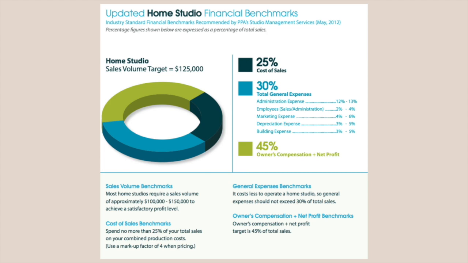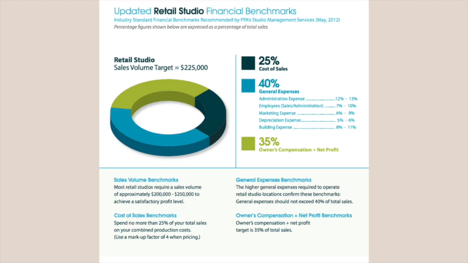So if you are a home-based studio, they recommend that you do at least $125,000 in sales. 25% of that goes to the cost of goods. They call it cost of sales. 30% goes to general expenses, and this is what I call overhead, and then 45% goes to owner's compensation and net profit, and then of course you still have to pay tax out of what you take out of that 45%, right?